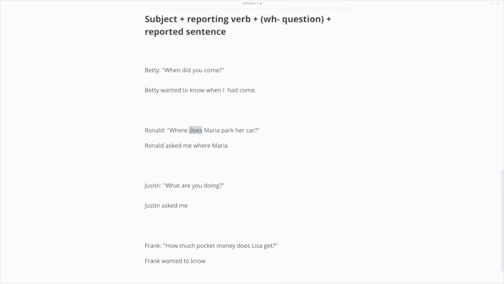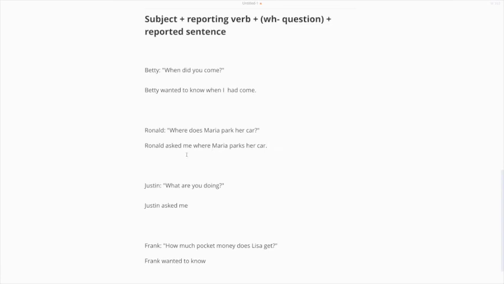When he asked where does Maria park her car, we're talking in the simple present. So the past version of the simple present is going to be simple past. So where does Maria park her car becomes Ronald asked me where Maria parks her car. It's going to be a simple present sentence. Maria parks her car. Ronald asked me where Maria parks her car. That is the reported version.